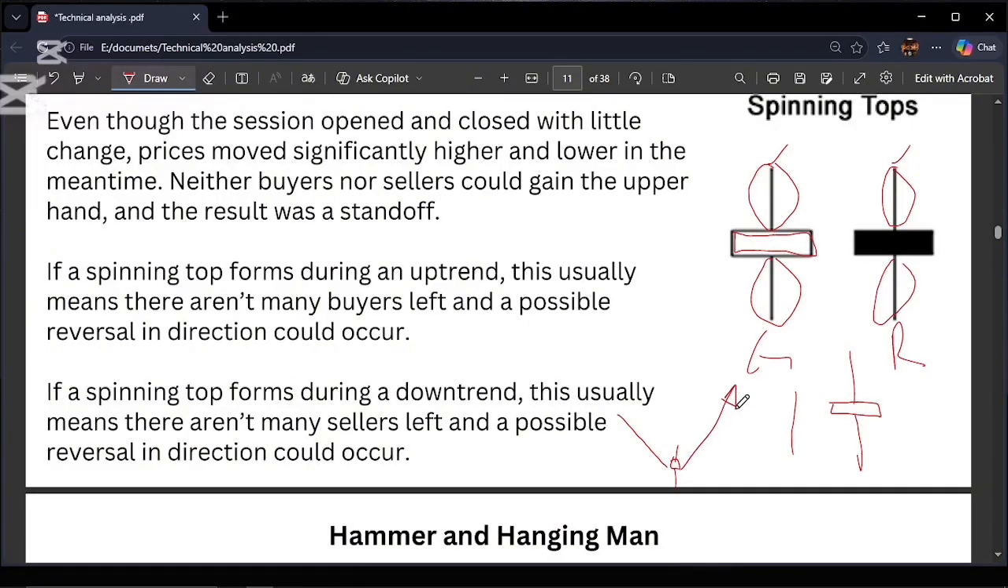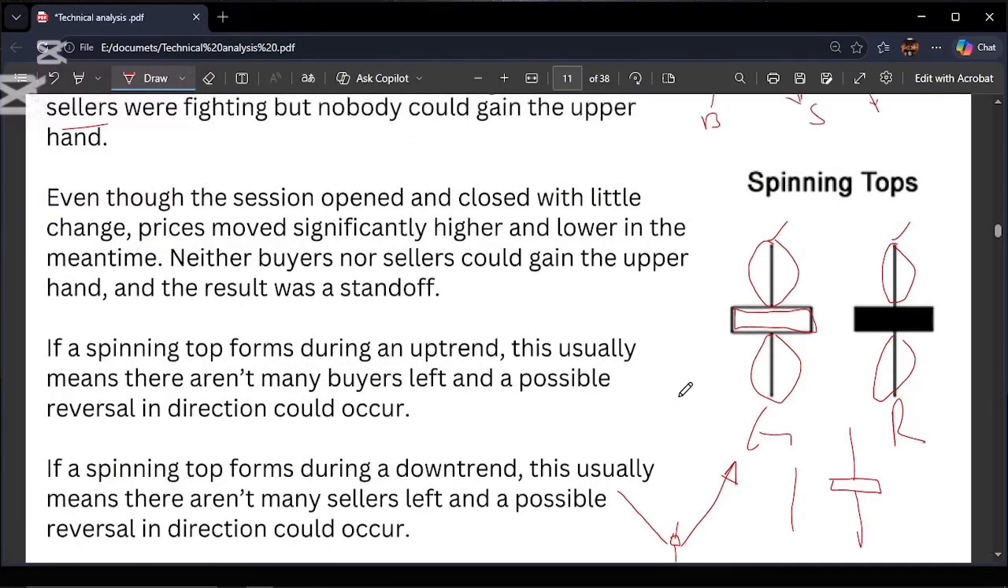We shall learn about the uptrend, the downtrend, and all types of markets and market structure in later videos. So this is a spinning top. We shall see it on the chart and how it is traded.